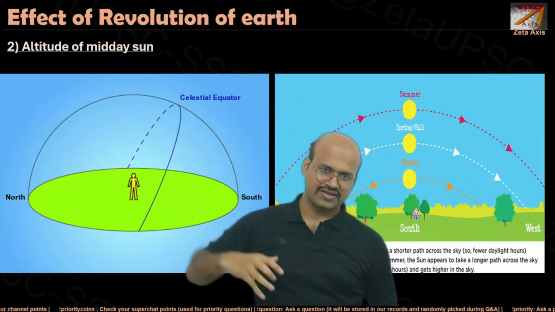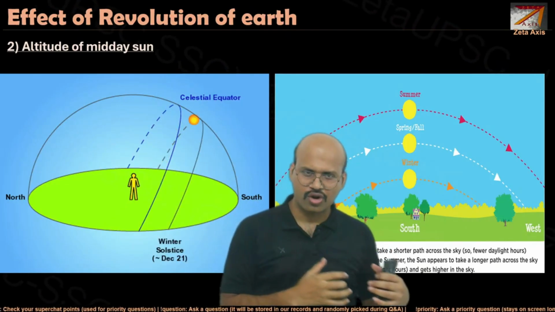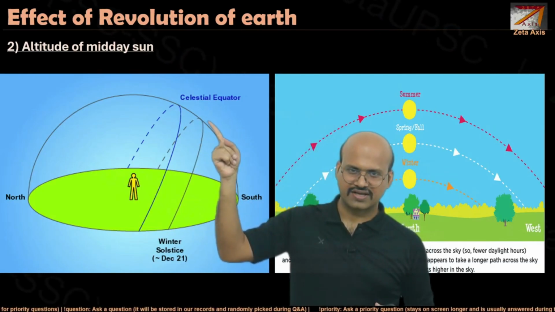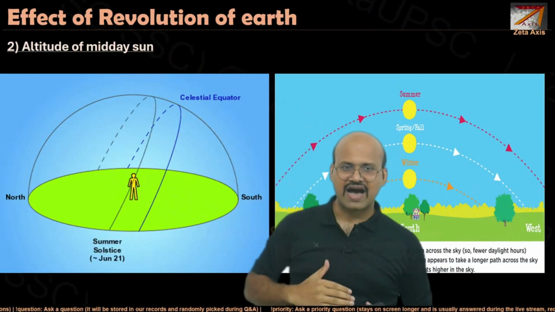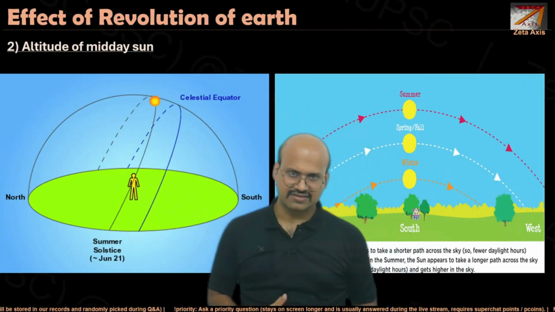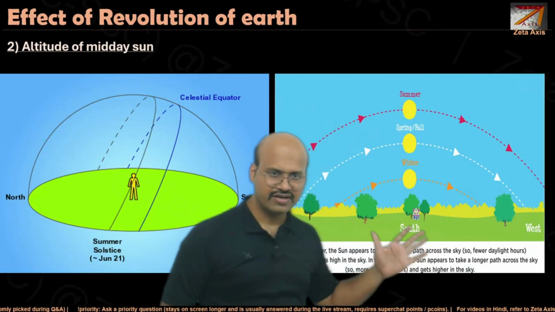But during the winter, from the northern hemisphere perspective, that is during December, the sun is over the Tropic of Capricorn and therefore the sun is seen much lower in the sky. So the altitude, that is the height which the sun can reach in the sky, decreases in the winter while it is at the highest in the summer. So here is an example.